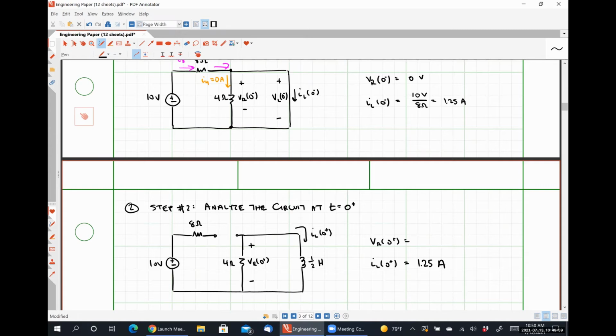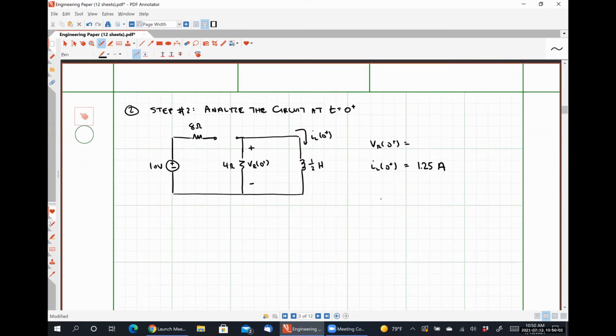So if we know that that current is 1.25 amps, I can actually redraw this circuit in a slightly different way that makes it easier, in my opinion, to determine what that unknown voltage VR at 0 plus is. So my 10 volt source doesn't change. My 8 ohm resistor doesn't change. My 4 ohm resistor doesn't change, over which that voltage VR of 0 plus, which is what we're interested in, is. But I'm going to represent my inductor a little bit differently. And so I'm going to explain why I'm doing it.